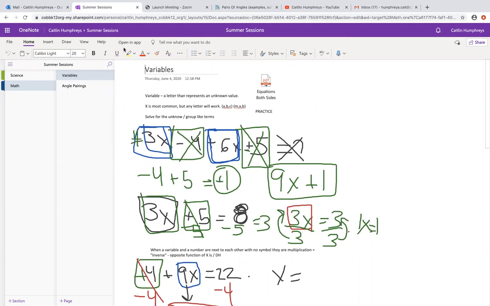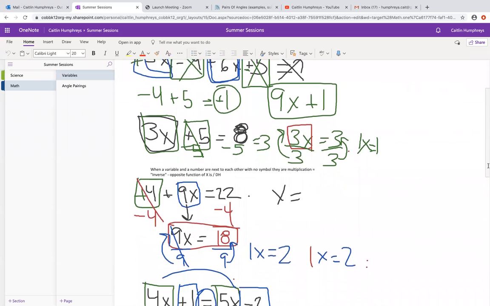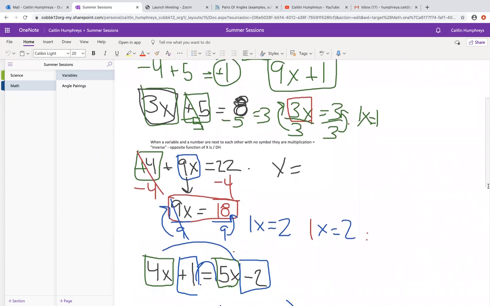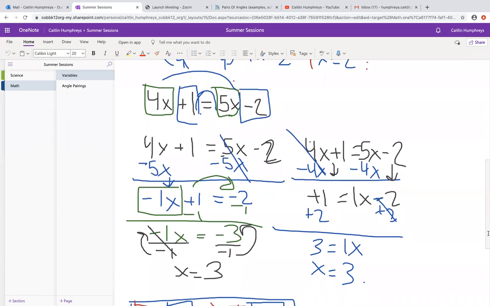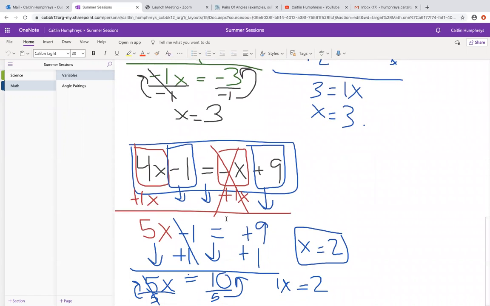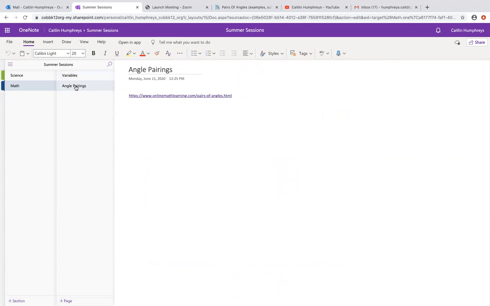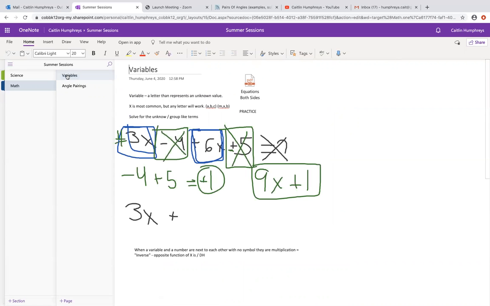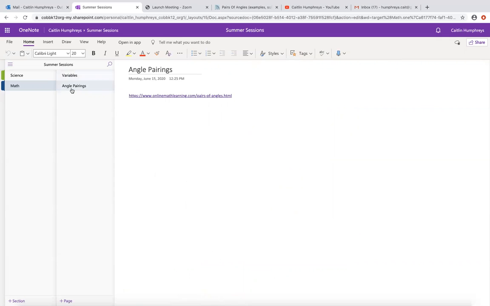Okay, so last Monday we did variables, which is a letter that represents an unknown value. We reviewed how to group those like terms. We looked at how to solve for a variable when you're only given it on one side, and we looked at solving on both sides. So now we're going to use that information of those unknown numbers to look at how to solve for angle pairings. So this is more algebra. This is more geometry. But I want to show you how those intersect, because that's all of 8th grade, is both of these.